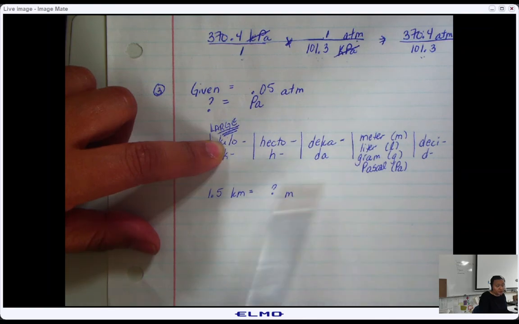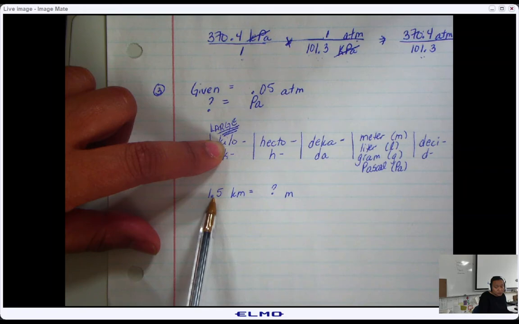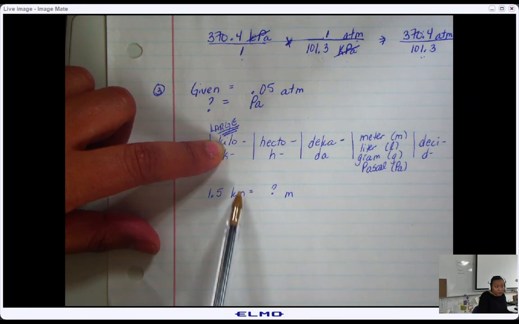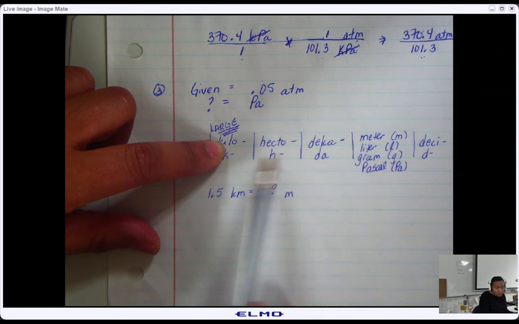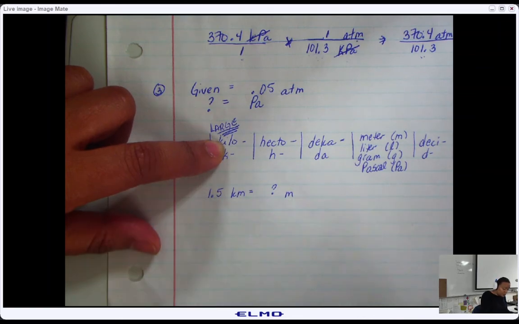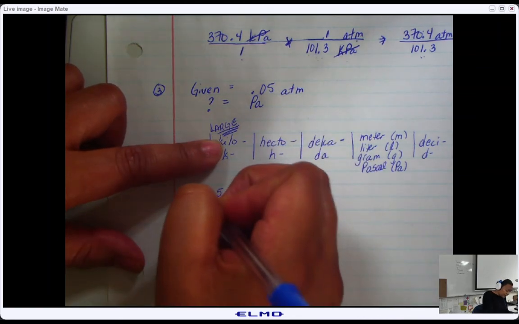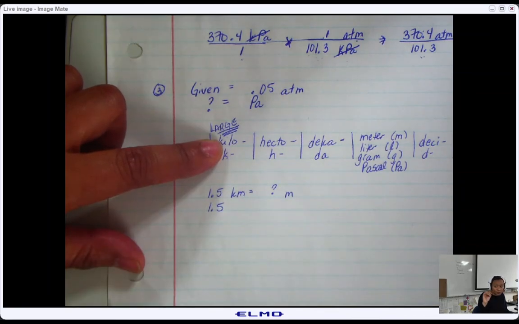So you need to move 3 spaces. The way you do this is my decimal, wherever it is in the original number, I'm going to move it in the same direction. So if I had to go from kilometer, the units, to meter, if I have to move 3 spaces to the right, then for the number, I am also going to move it 3 spaces to the right. So 1.5, and that means you're multiplying by 10. When you move it to the right, you're multiplying by 10 for each space.